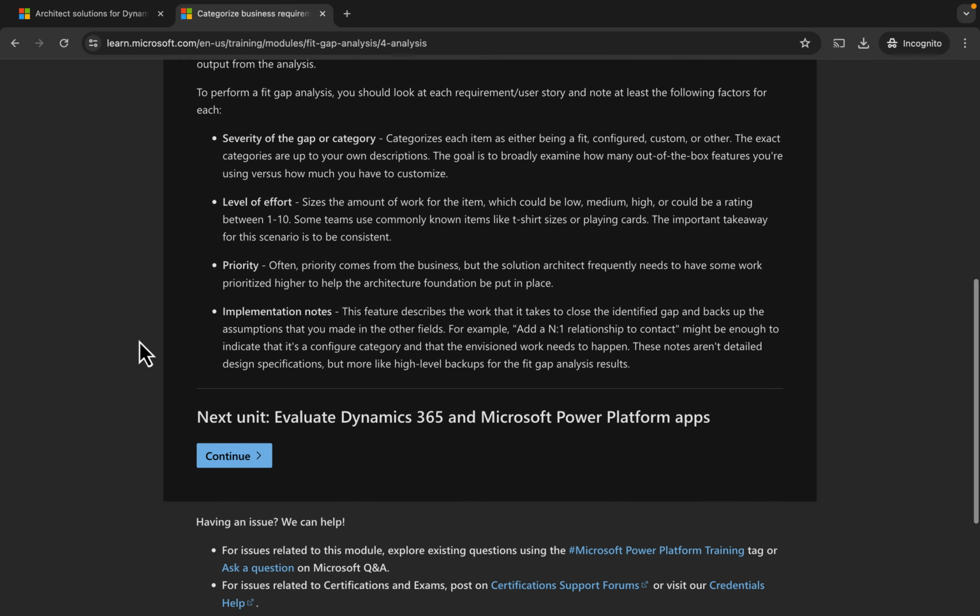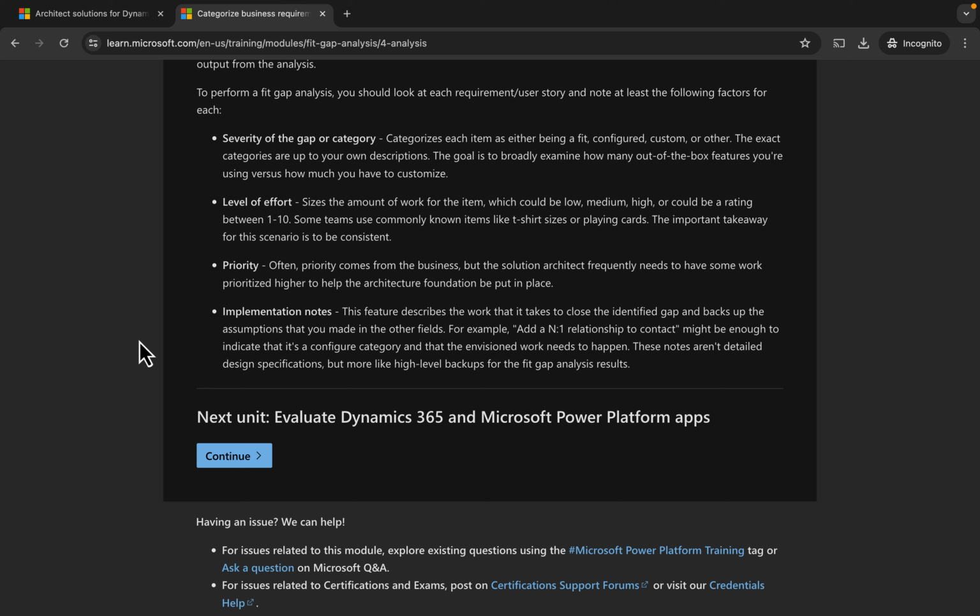To perform a fit gap analysis, you should look at each requirement or user story and note at least the following factors for each. Severity of the gap, or category. It categorizes each item as either being a fit, configured, custom, or other. The exact categories are up to you and your own descriptions. The goal is to broadly examine how many out-of-the-box features you're using versus how much you have to customize.